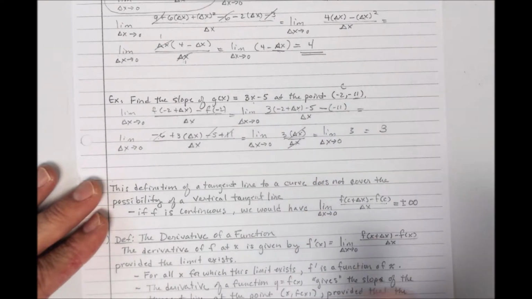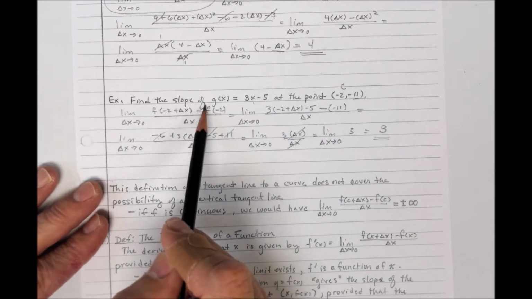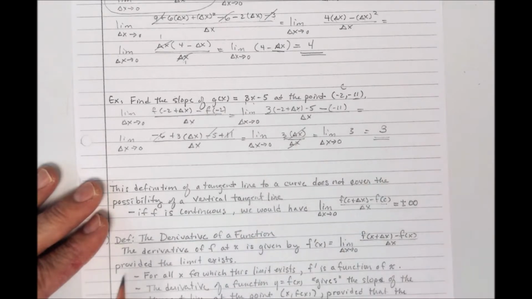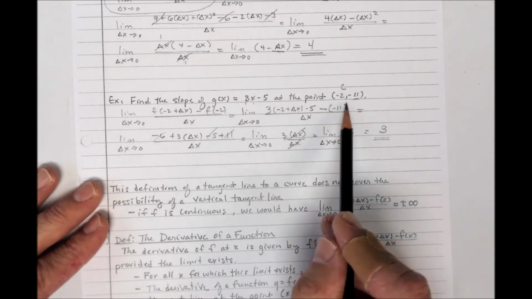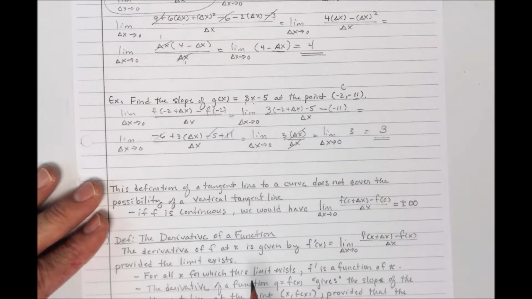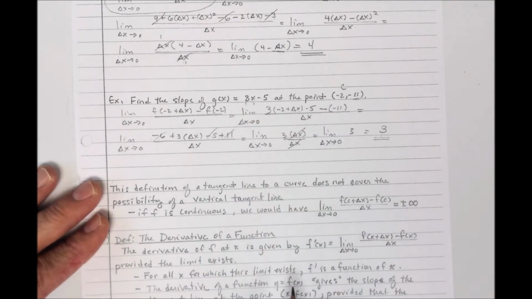Now think about this. I got an answer of 3. This curve is actually a straight line with slope 3. So any point that's on there, if we try to draw a tangent line to it, it's the line itself. The slope is going to be 3. And that wouldn't matter if it was at the point negative 2, negative 11, or at the point 0, negative 5, or at the point 1, negative 2. I'm going to have the same slope because the curve is actually a straight line. All right. Kind of neat.